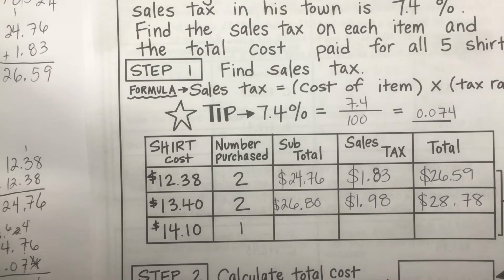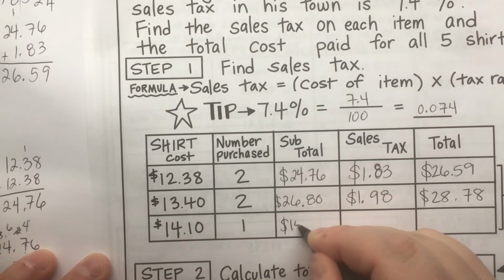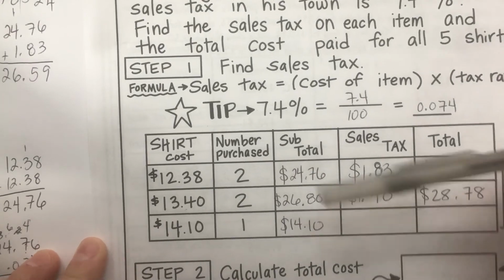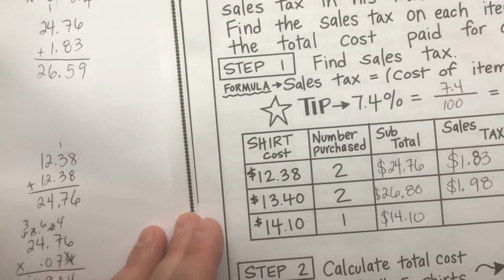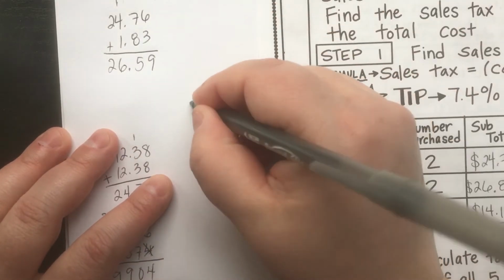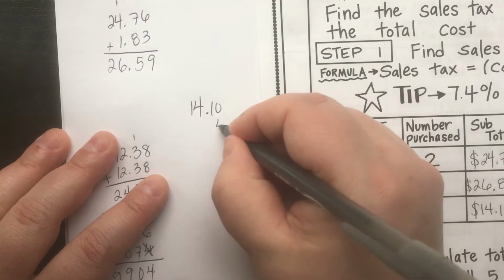All right. Last one, and then we're going to find our grand total. So 1 shirt at $14.10. Our subtotal is $14.10. Let's find our sales tax. All right. So if we have $14.10, we're going to multiply that by our rate.